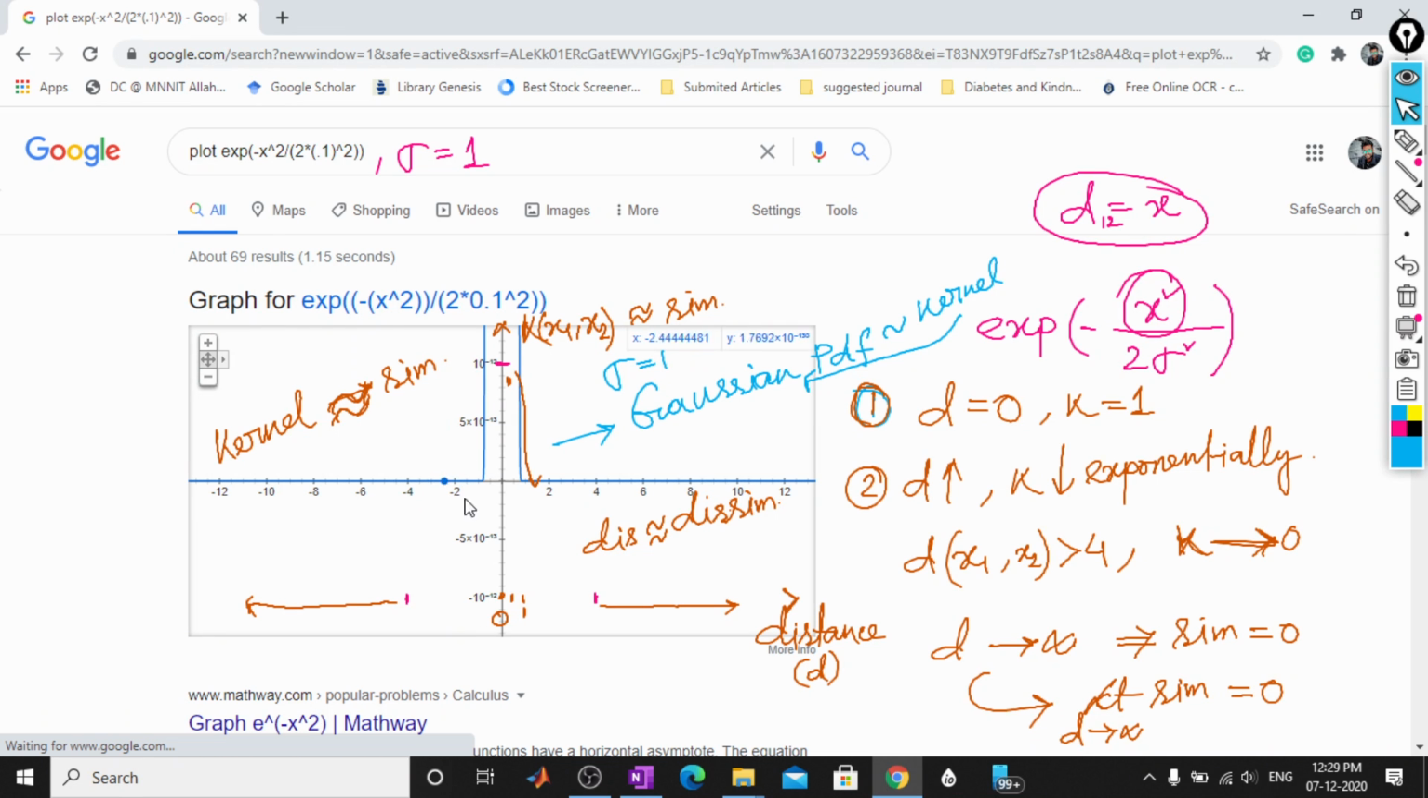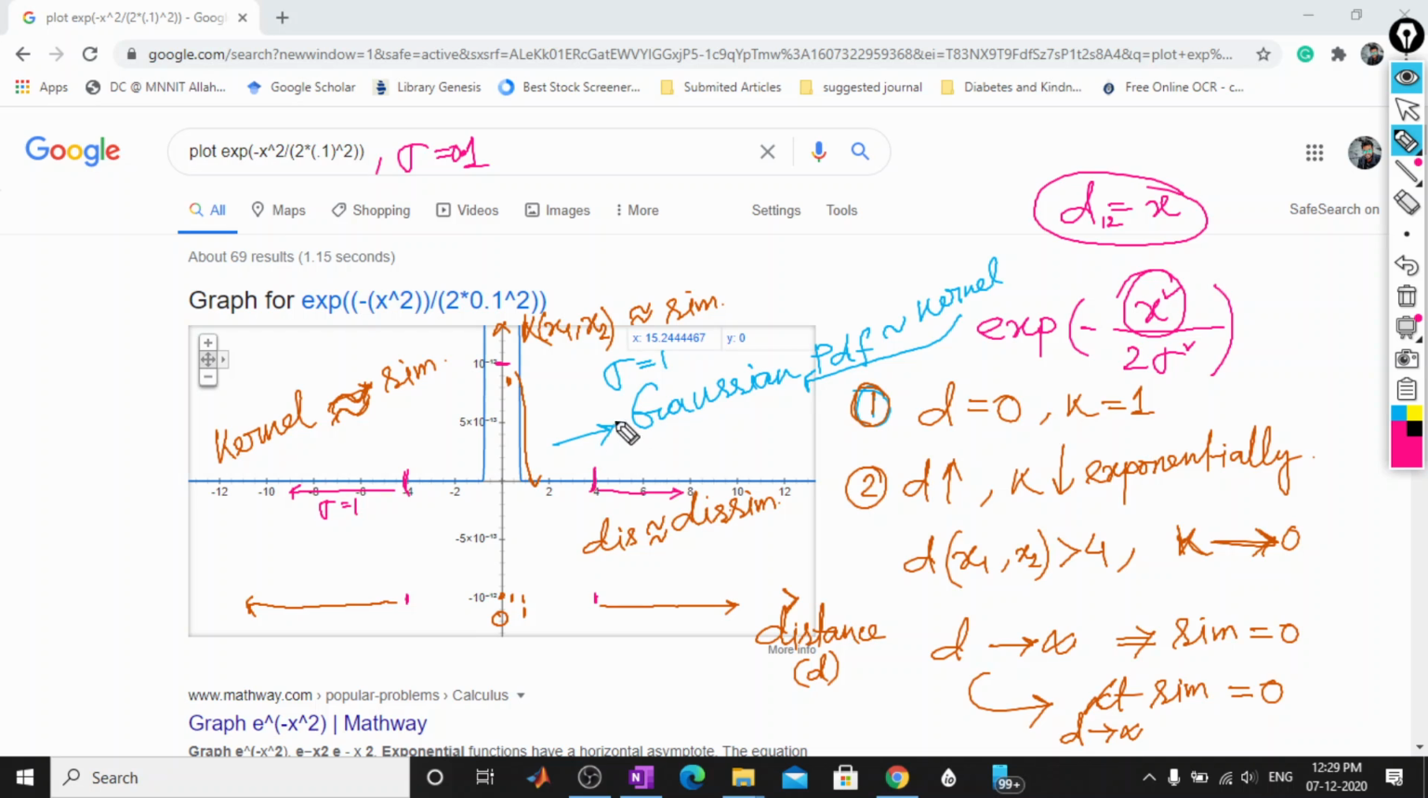Okay, just see the breadth here. When we are using sigma equal to 1, and here I am using sigma equal to 0.1. When sigma is equal to 1, after 4 our value tends to 0.